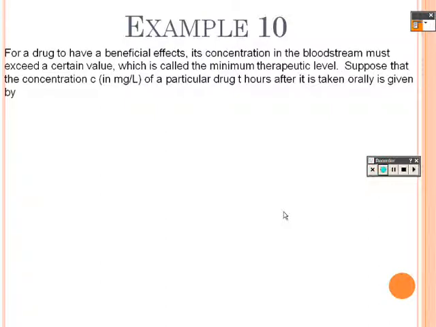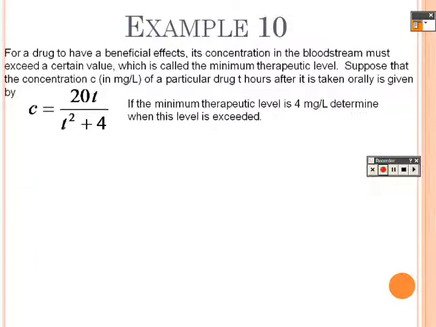Okay, so for a drug to have a beneficial effect, its concentration in the bloodstream must exceed a certain value, which is called the minimum therapeutic level. Suppose that the concentration of a particular drug after it is taken orally is given by this. If the minimum therapeutic level is 4, determine when this level is exceeded.